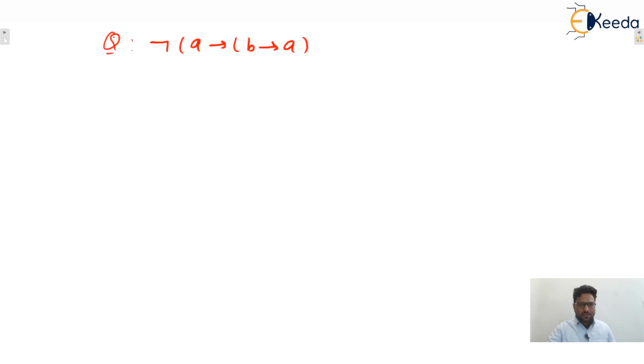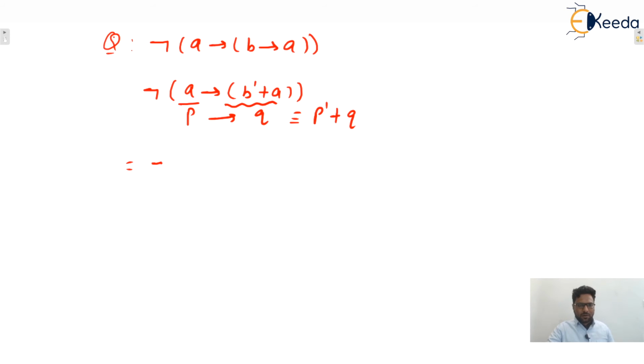Check once. So we can see, yes, this one can be written like that. A implies B is B dash plus A. Now, let's say this is P, this becomes Q. Then P implies Q is what? We can say that P dash plus Q. Now it becomes what? Negation. This one A dash plus, we can say that B dash plus A. Yes or no? So here we can say that negation of A dash plus A.